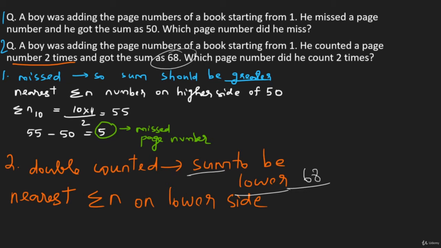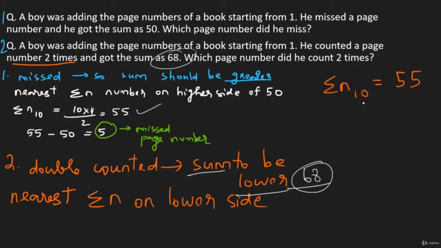So let's try to take some numbers and find the sigma of numbers up to those numbers. We know sigma n when n is equal to 10 is equal to 55. So we have seen that over here. Now we need to check whether this is the nearest sigma n number to 68.